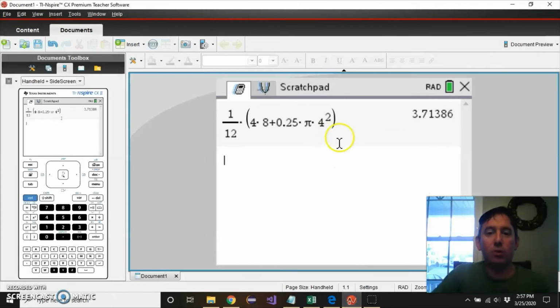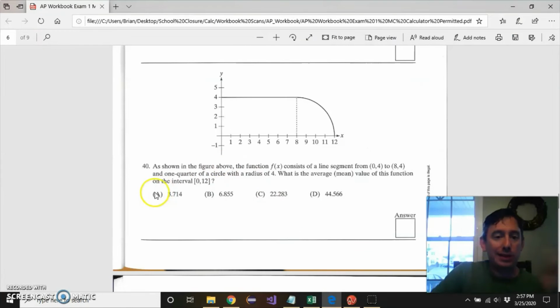And I've already done that for you over here on the scratch pad. I'll take 1/12 of the area under that whole curve. You got your 4 by 8 rectangle and then a quarter of a circle of radius 4. So your average y value is going to be 3.7. So there you go, A.